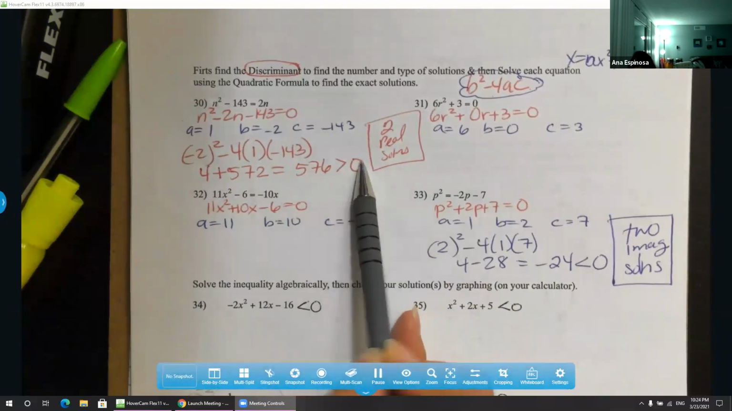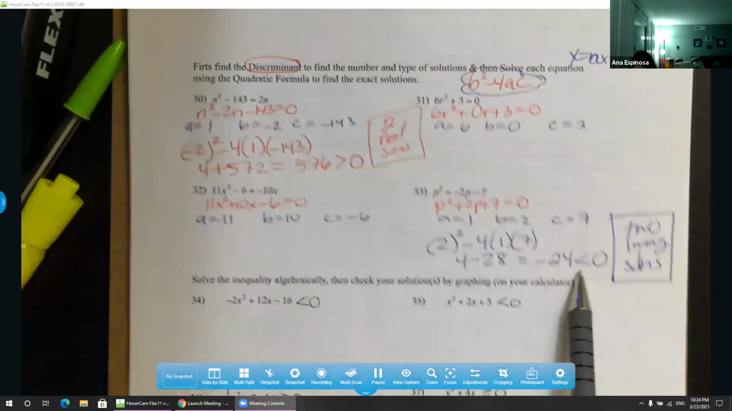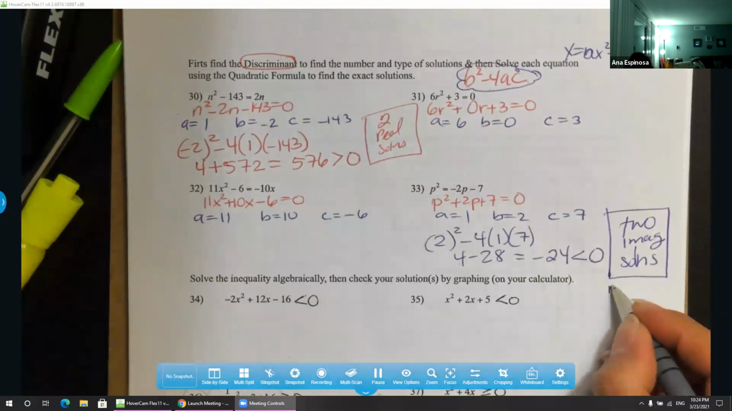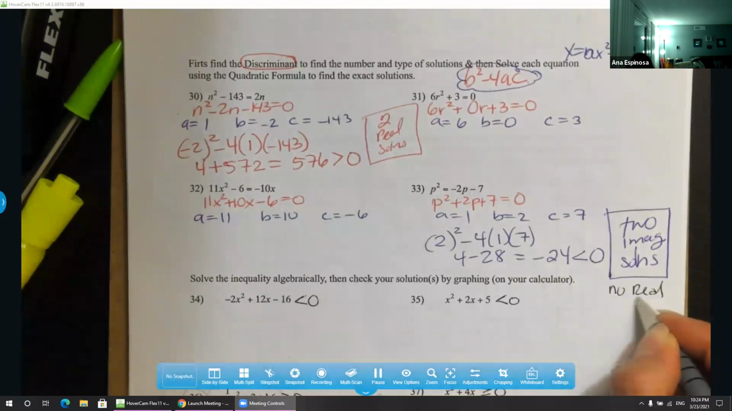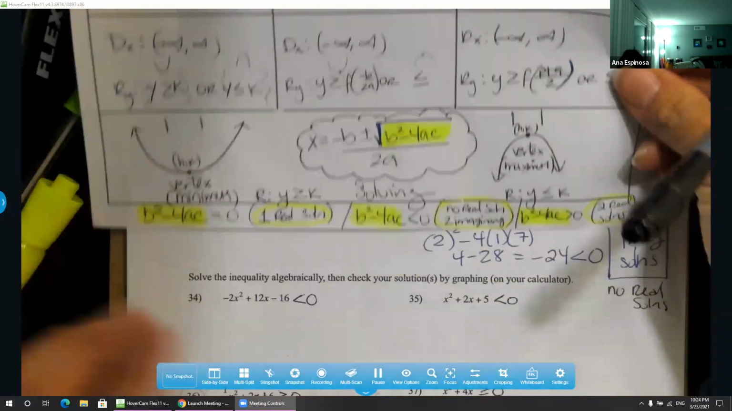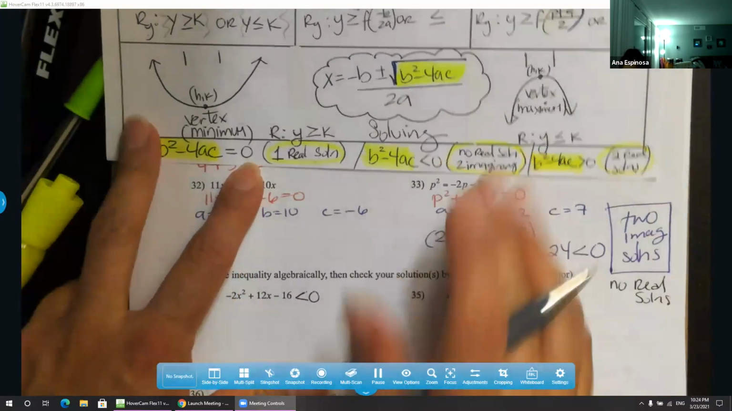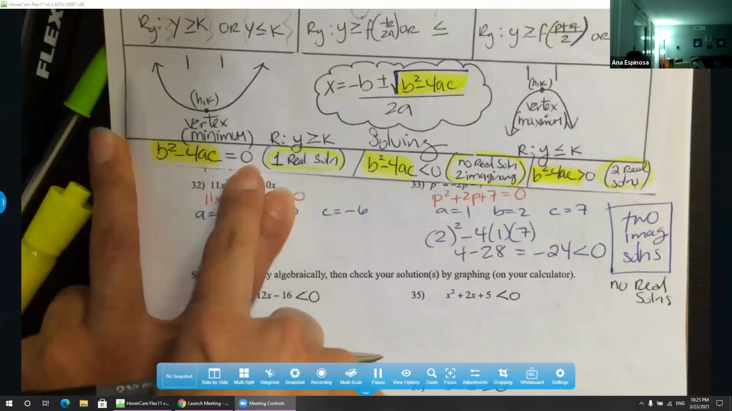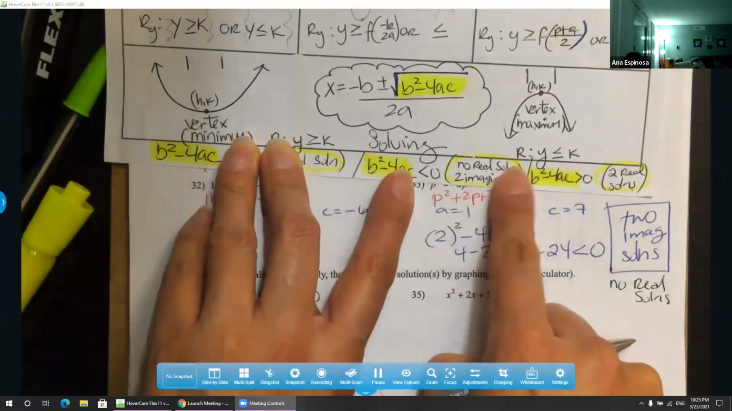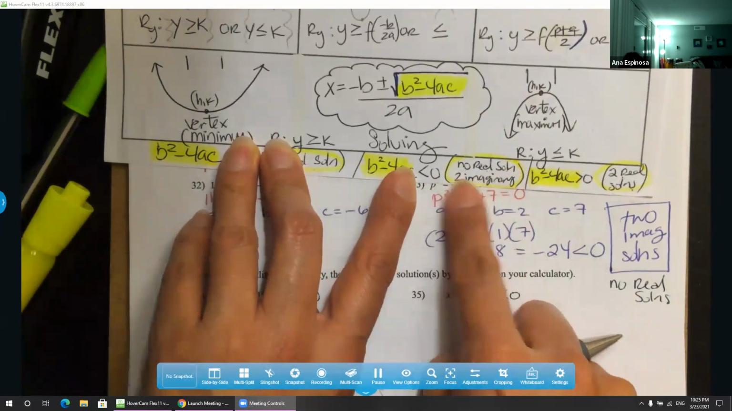If it's greater than 0, 2 real solutions. If it's less than 0, meaning negative, it's 2 imaginary solutions, no real. That is also found at the very bottom of this sheet. I'll just put it up there for you. So the discriminant equals 0, 1 real solution. If the discriminant is less than 0, no real solution, 2 imaginary.